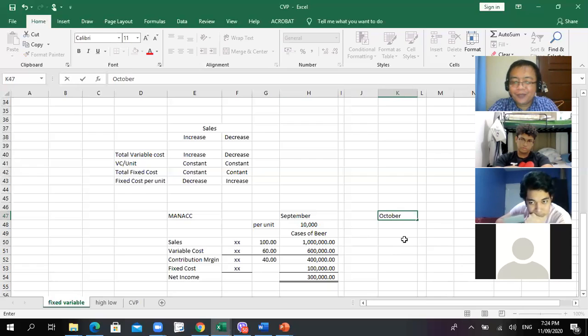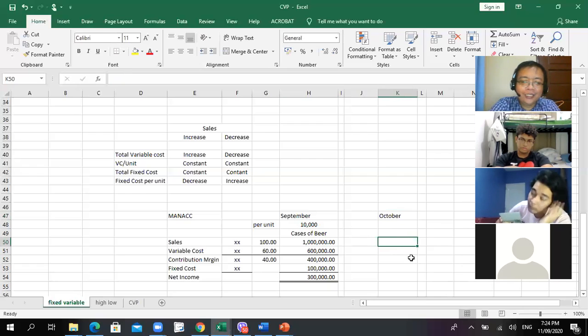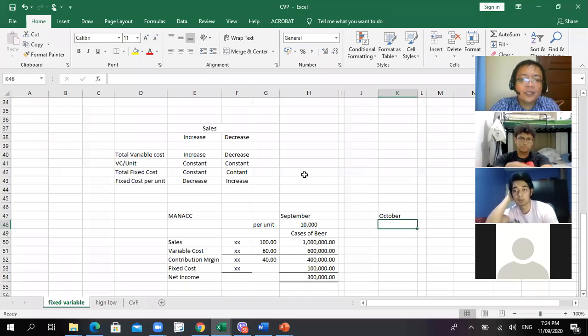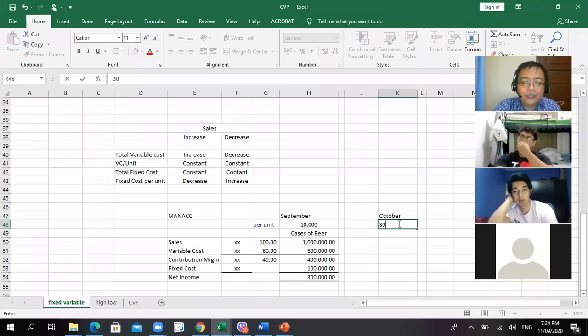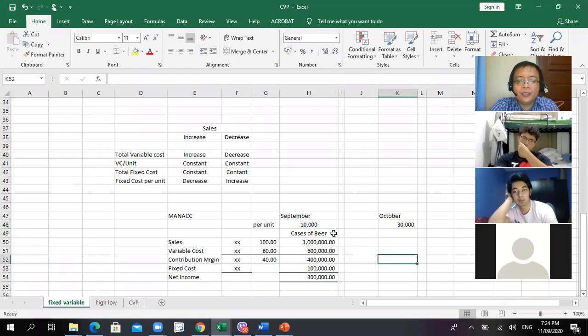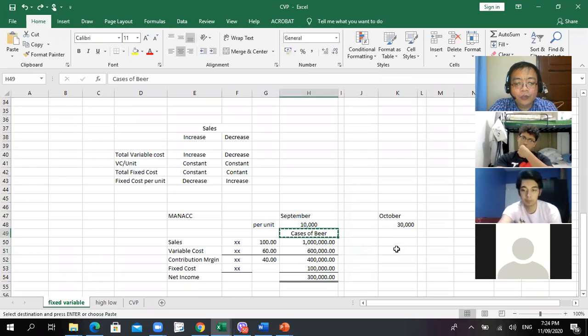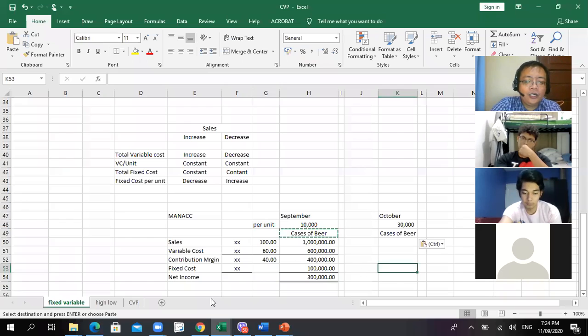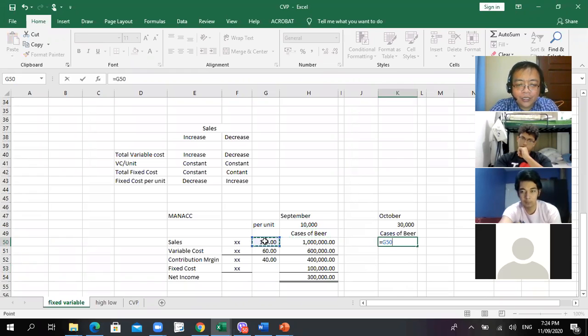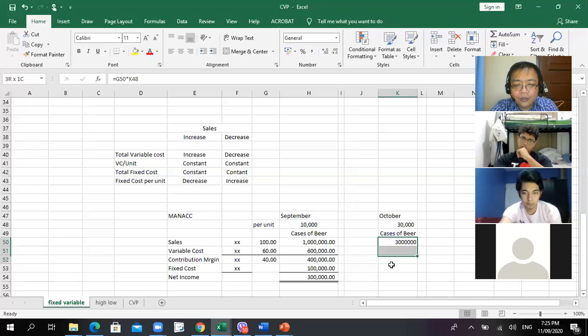Oktoberfest. For example, let's say there is no COVID. From 10,000, it grew to, let's say, 30,000 cases of beer sold by San Miguel in October. If you have questions, just raise your hands. How much is our sales? Same as before, the selling price is 100. You multiply it by 30,000, and you have 3 million.